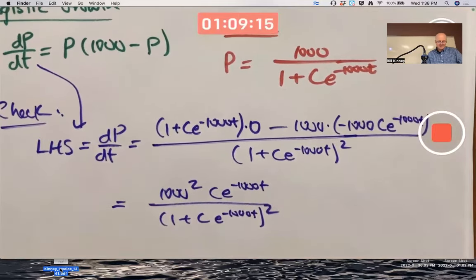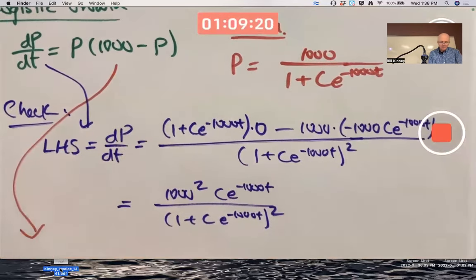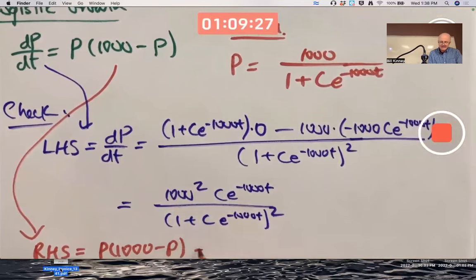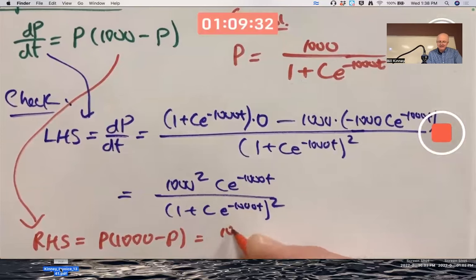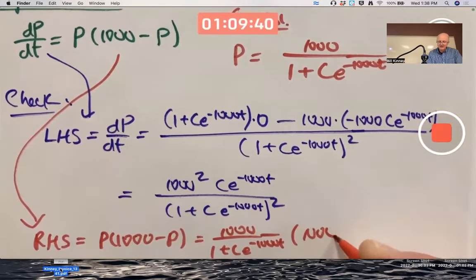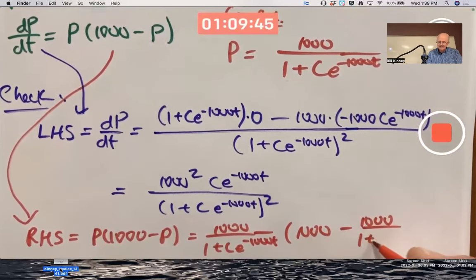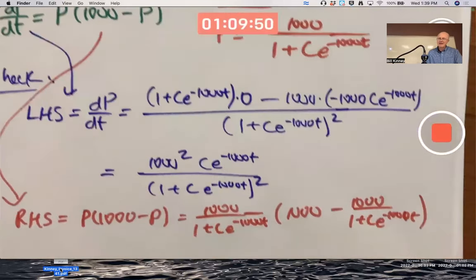What about the right-hand side of the differential equation? RHS means right-hand side. P times 1000 minus P. I've got to take this function and substitute it in place of P in 2 spots. At the beginning, and then do 1000 minus the function. How is this possibly going to simplify to the same thing? Amazingly, it does.